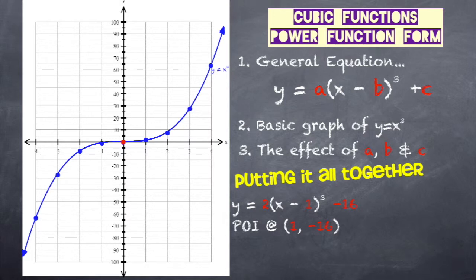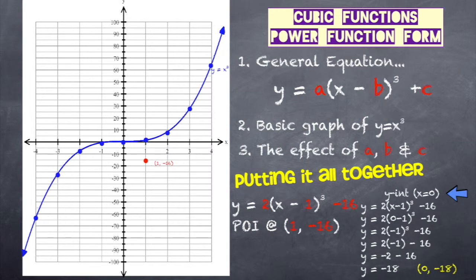Now how does this happen, you ask? Well, it's because our original point of inflection was at the coordinates (0, 0), as highlighted by the red dot. And of course, we know from our b and c values that the whole graph has been translated to the right 1 unit and down 16 units. Therefore, our new point of inflection will be over to the right 1 unit and down 16 units, placing it at the point (1, negative 16). Now, of course, when sketching any type of graph, we need to find the x and y-intercepts.